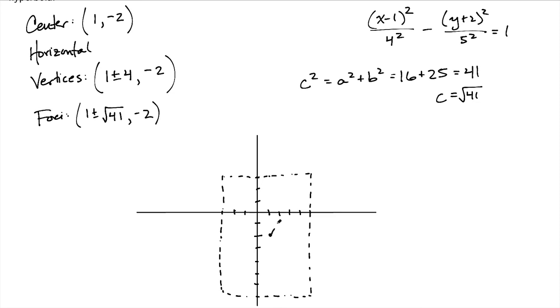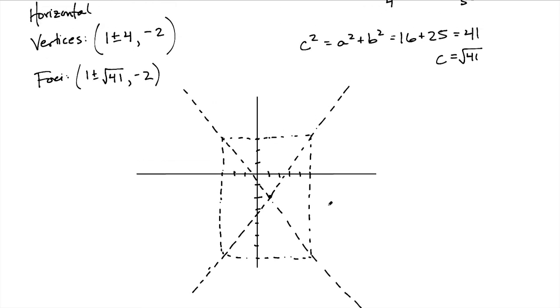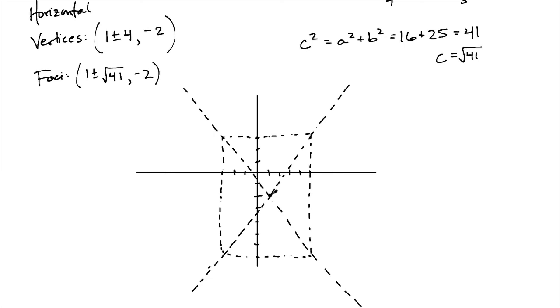So there's one asymptote, and then the other. And then, this is a horizontal hyperbola, so we go horizontally for our vertices, and then create our hyperbola. So there's the sketch of our hyperbola.